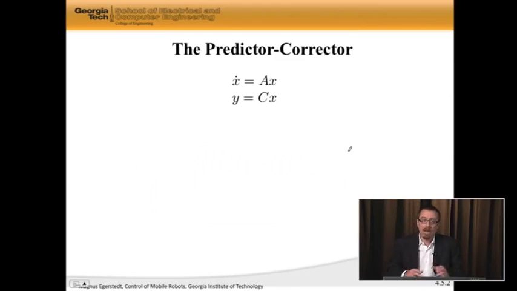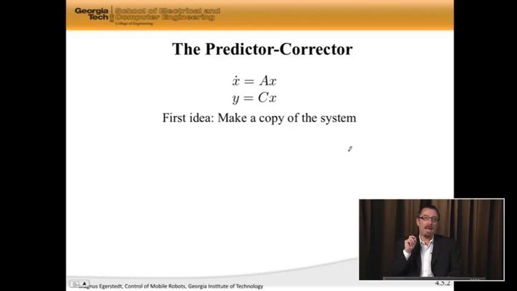Well, it turns out that the general idea behind observer design can be summarized under the predictor-corrector banner. So let's say that we have x dot is Ax. Forget about u for now. That doesn't matter. And y is Cx. Well, here is the idea. The first thing we're going to do is make a copy of this system. And our estimator is going to be this copy.